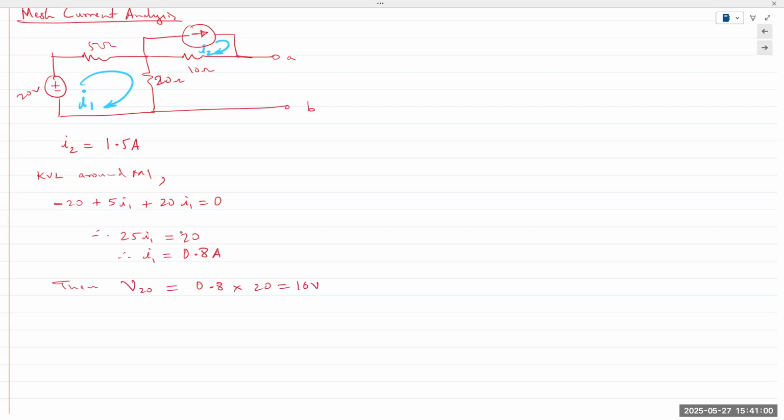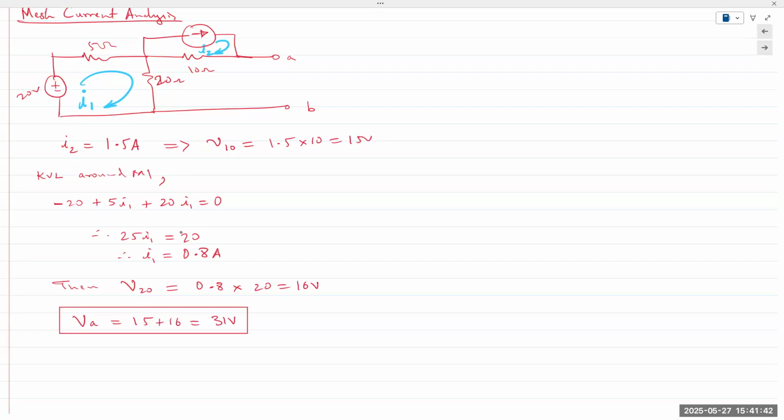On the other side, when I apply KVL, I cannot apply KVL directly because there's a current source, but it's only a single resistor and one single current source. I can simply apply Ohm's law, and I can write V 10 ohms, 1.5 into 10, 15 volts. The end result being the same. V is 15 plus 16, 31 volts.